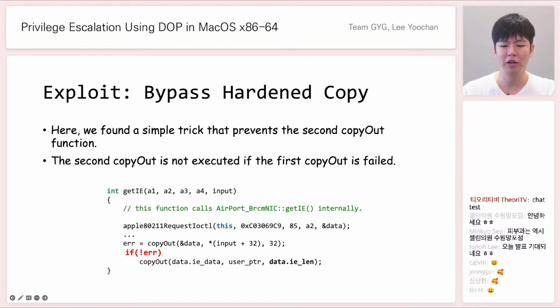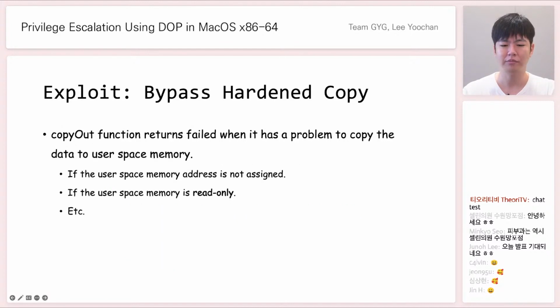At this point, the important thing is the condition. After the first copyout function, if the first copyout function returns fail, the second copyout function is not executed. So we tried to find out when the copyout function returns fail. The copyout function returns fail when the copying operation has a problem.